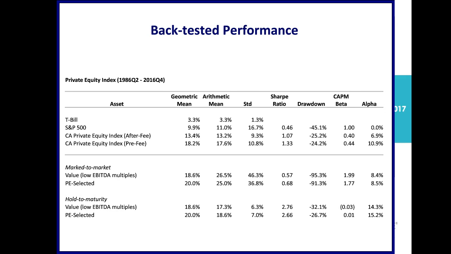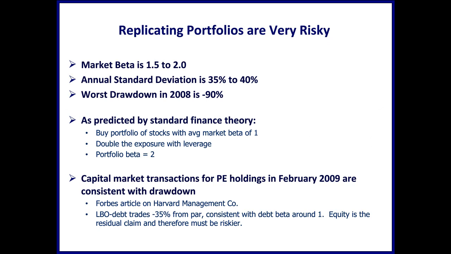So one observation is that these replicating portfolios are incredibly risky. The market beta is very high, the standard deviation is high, the worst drawdown is terrible. Is this reasonable? Well, this is exactly what we would expect from standard theory. We bought stocks that have a market beta of 1. We doubled their exposure with leverage. We are getting portfolio betas that we would expect to be 2 times, or equal to 2.